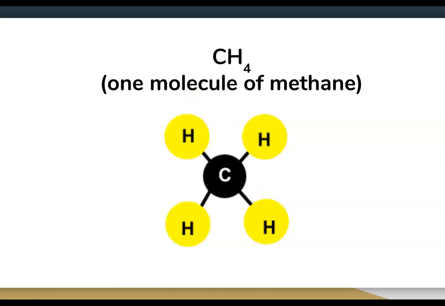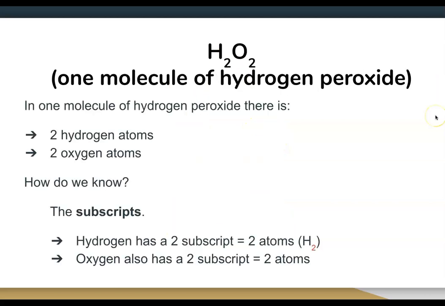Let's try another one. Once again, when you answered that question, you had to think about the subscripts. There was a 2 subscript on the H, so that means 2 hydrogen atoms. There was also a 2 subscript on the oxygen, so that means 2 oxygen atoms. In one molecule of hydrogen peroxide, there are 2 hydrogen atoms and 2 oxygen atoms.